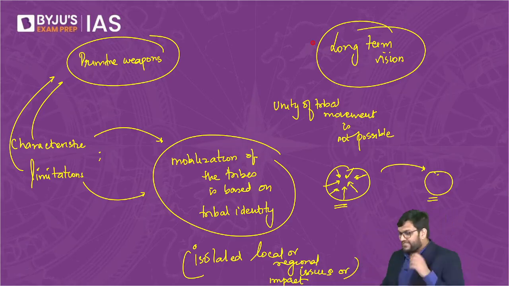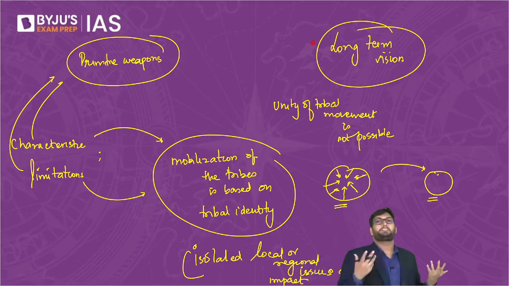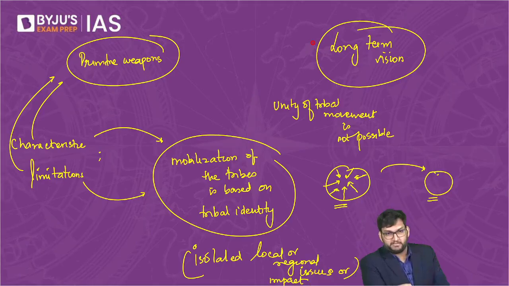But the other issue with regards to their basic plan was the long-term vision. What was the vision? Yes, you have rebelled. This is going to be a problem in 1857 also. Yes, you have rebelled. Now what?